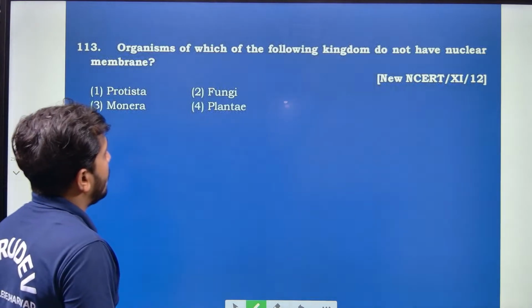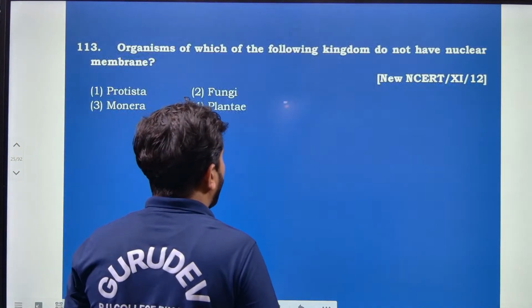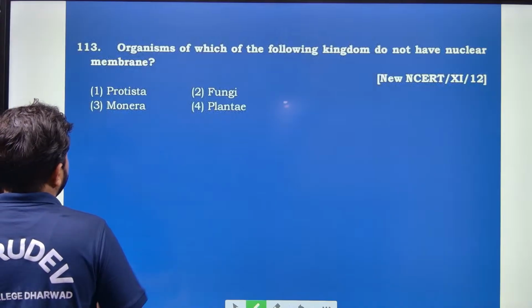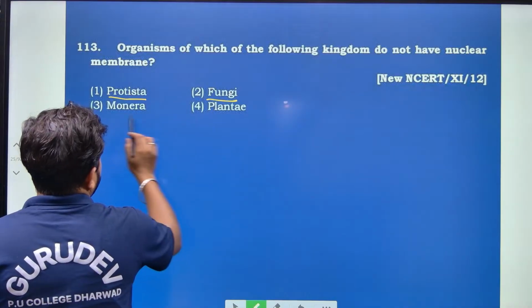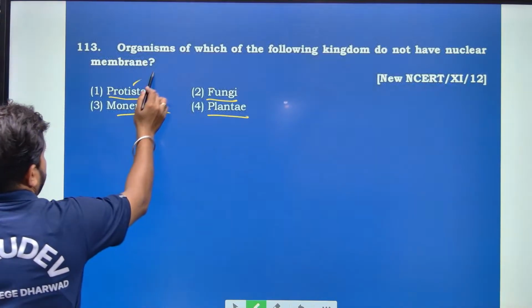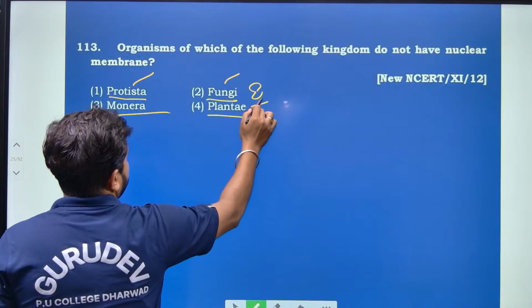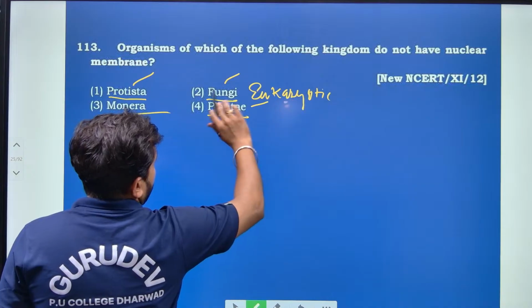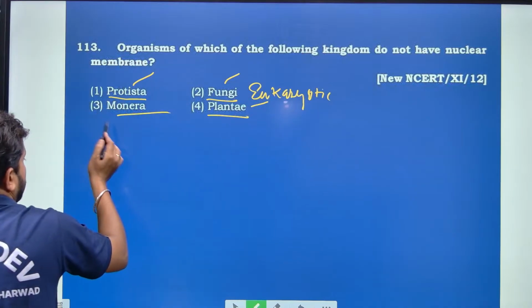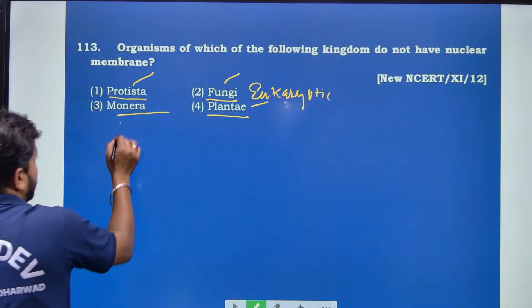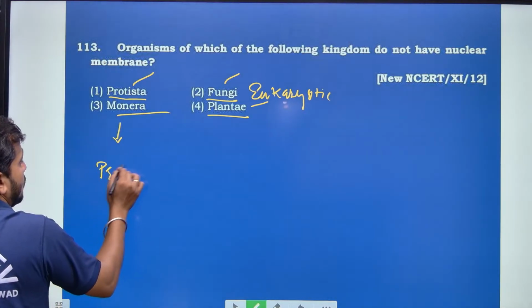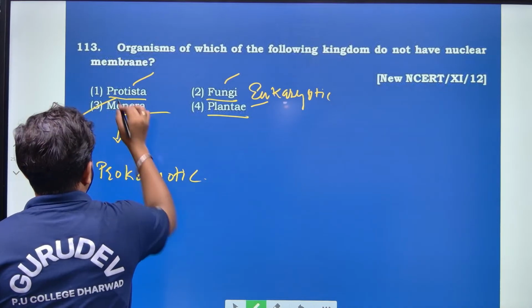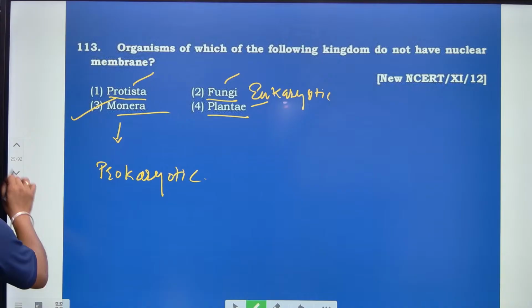Then, organisms of which of the following kingdoms do not have a nuclear membrane? Protista, fungi, Monera, Plantae, right? Protista, fungi and Plantae are all eukaryotic, so definitely these three will have a nuclear membrane, but Monera doesn't have a nuclear membrane, so we call them prokaryotic. So based on that, option 3 is correct, right?